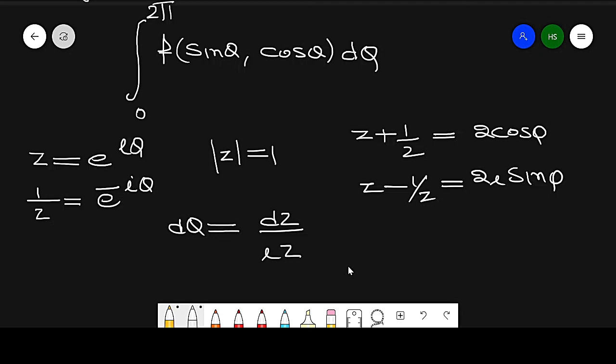In the next type, we will discuss the number of poles of f z that lie on the real line. So we will discuss the integration of a function which has a pole, a singularity, on a real line.